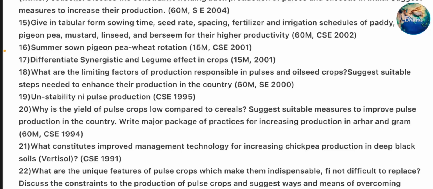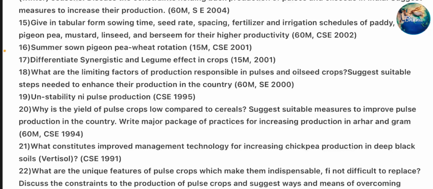Question 18. What are the limiting factors of production responsible in pulses and oilseeds crops? Suggest suitable steps needed to enhance their production in the country. Question 19. Instability in pulse production.